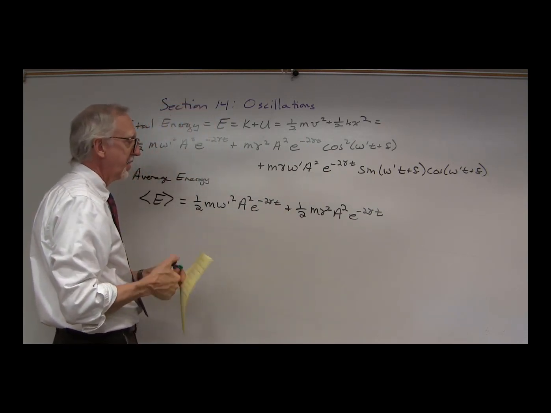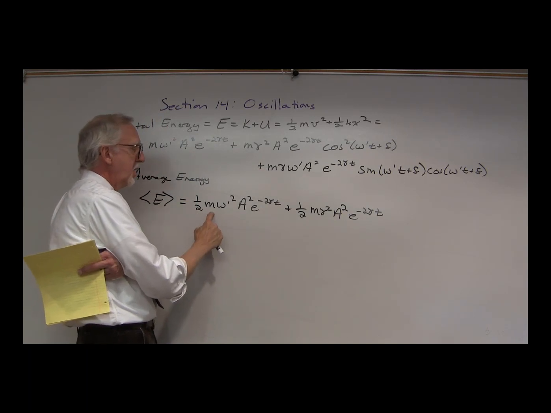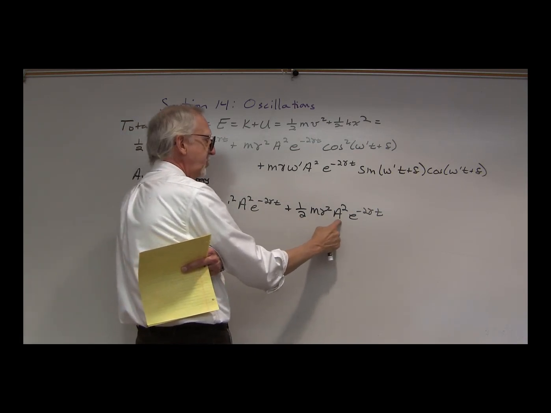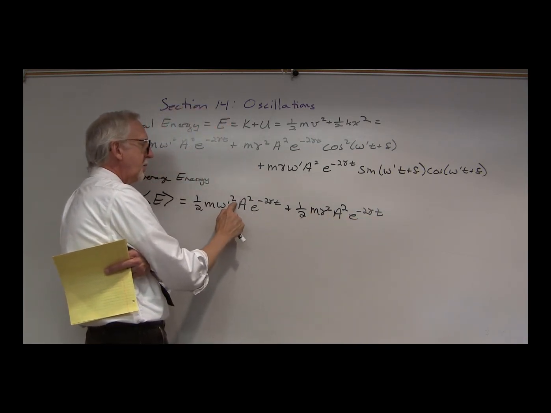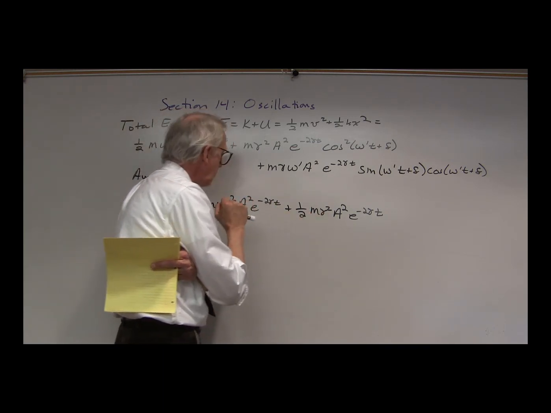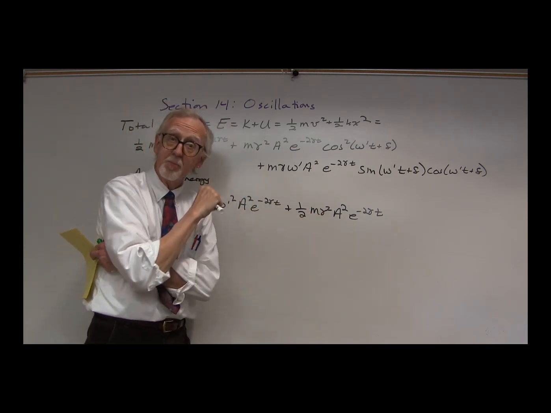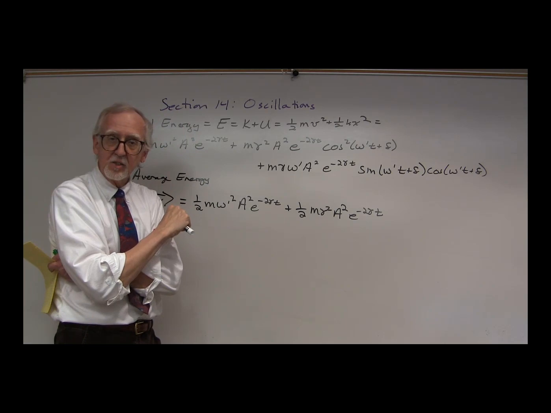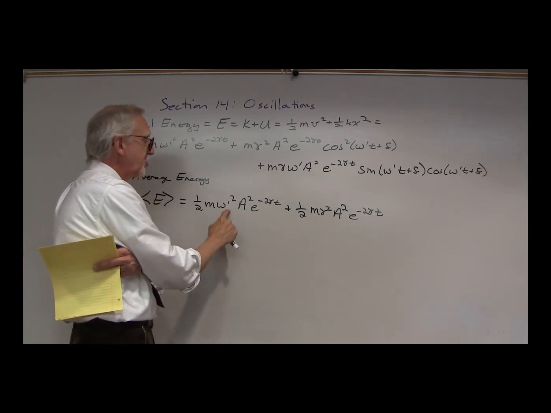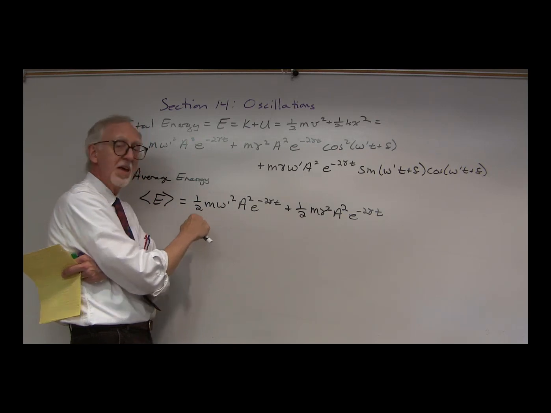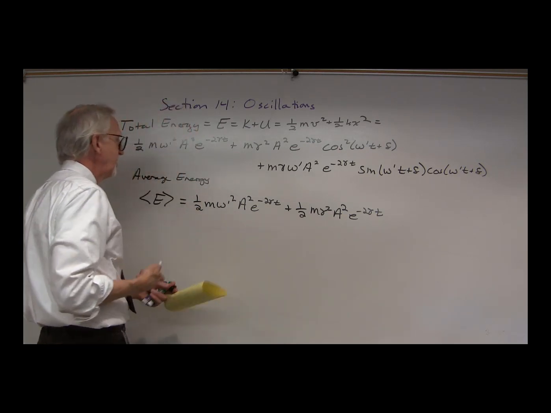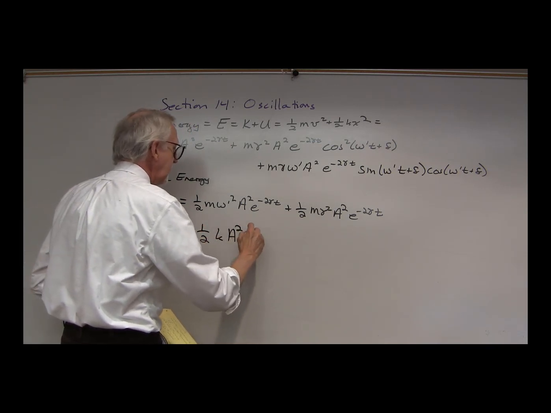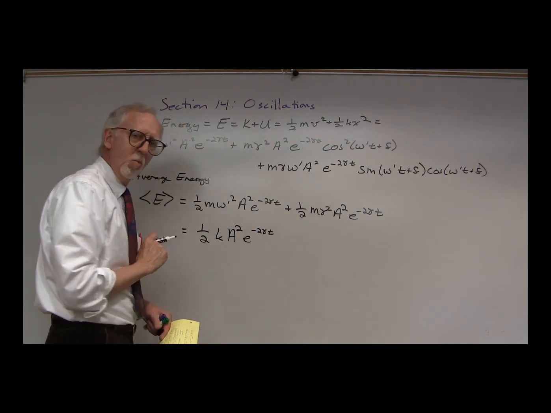Well, look, there's a lot of very similar terms here. We've got a 1/2 m a squared e to the minus 2 gamma t, 1/2 m a squared e to the minus 2 gamma t. So we've got an omega prime squared plus gamma squared. But what's omega prime squared plus gamma squared? If you look back at how we defined omega prime squared, that's just omega naught squared. What's omega naught squared? It's root k over m, squared, that's going to give us a k over m, times m, that's just k. So we end up with the average energy is just 1/2 k a squared e to the minus 2 gamma t. Well, very, very interesting.